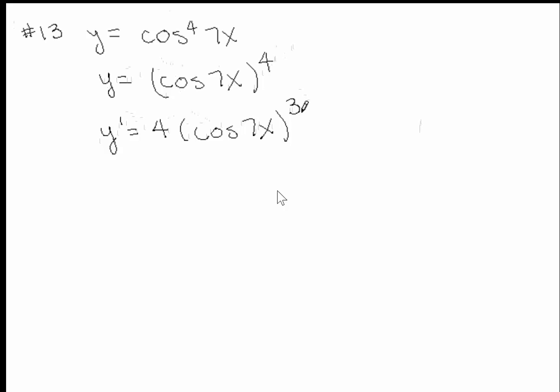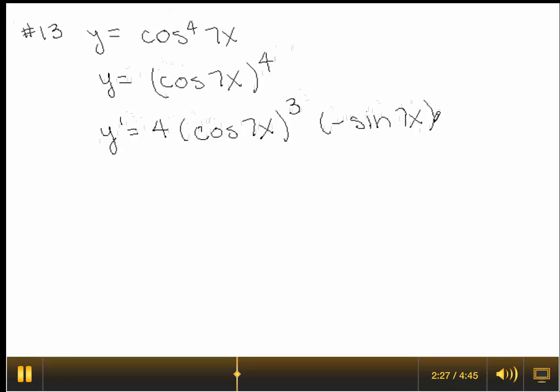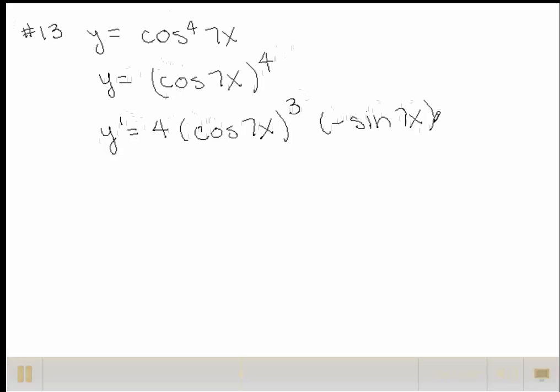Okay, now we look at the inside. Our inside is cosine 7x. So first we're just going to focus on the cosine part. The derivative of cosine is negative sine. And we're still going to keep 7x. Here we kind of have an extra inside. So cosine 7x was an inside, but now of our inside, we have another inside because we have 7x. Notice on the previous problem, we just had an x. So now we're going to find the derivative of 7x. The derivative of 7x is 7.